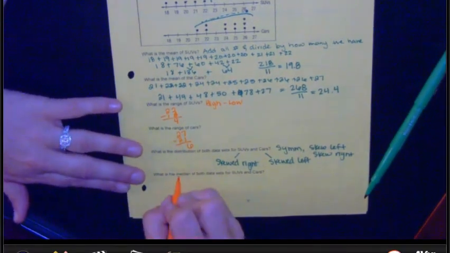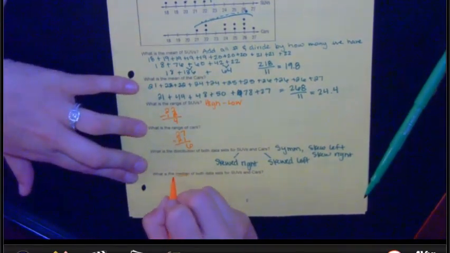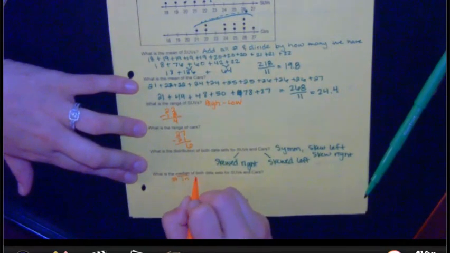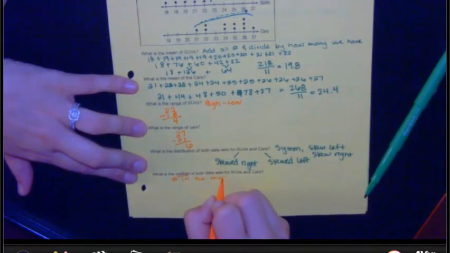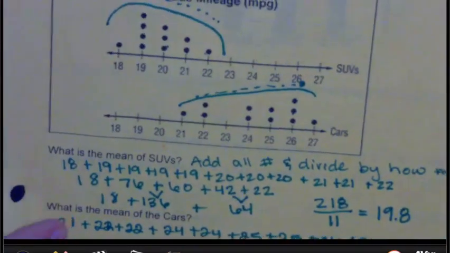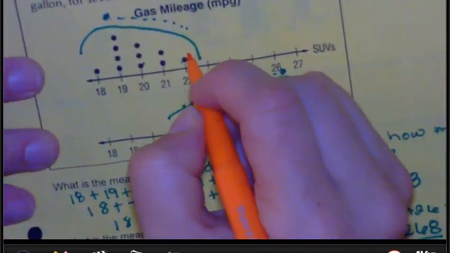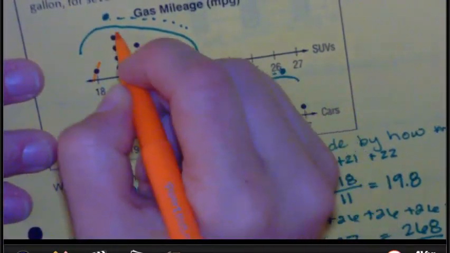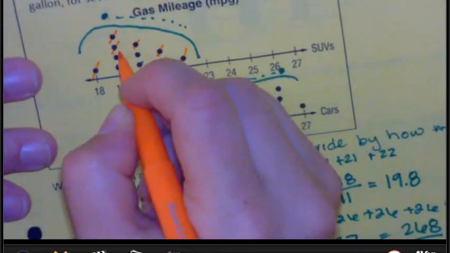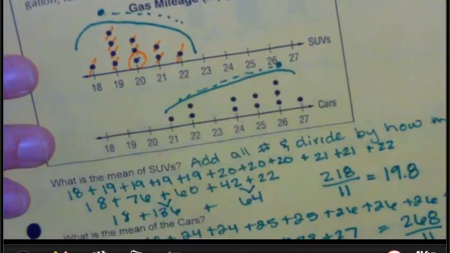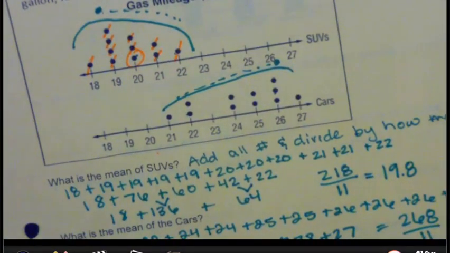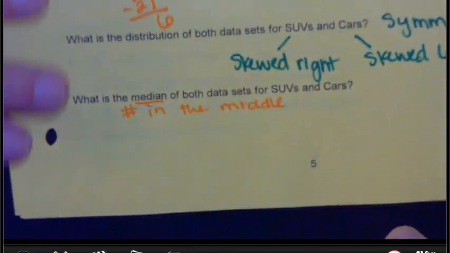All right. And then the very last thing it's asking me to find is the median, which is the number in the middle. And to find that, I'm going to mark off left and right all the way until I can get to the very, very middle number. So I'm going to mark off the highest and the lowest all the way until I can get to the middle. Boom. So the median for SUVs is 20.